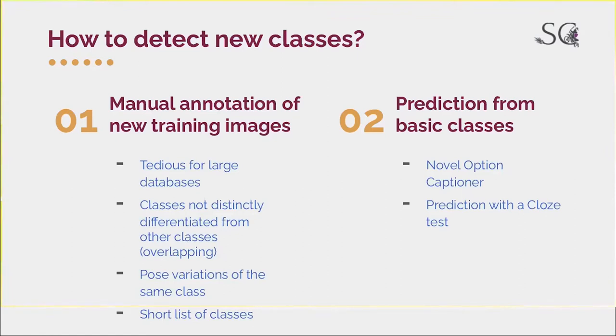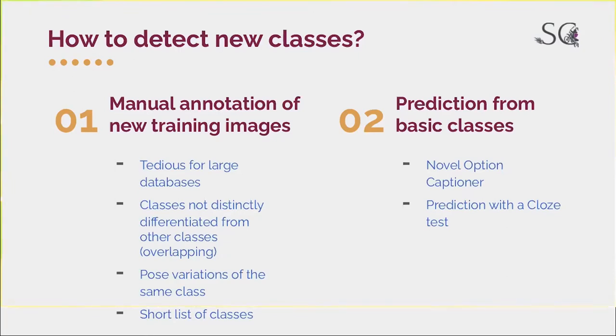Then there are few examples where the classes are distinctly differentiated. So we have the issue of overlapping, which was raised yesterday. Then we have the problem that the same entity or the same class is depicted with imposed variations. And then, as far as we know, because of the tediousness of introducing new classes, the lists of classes provided are quite short.